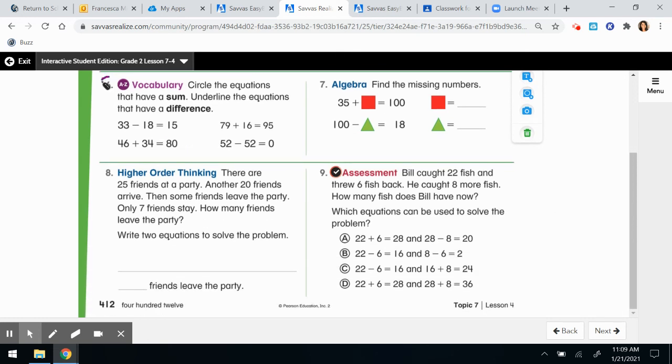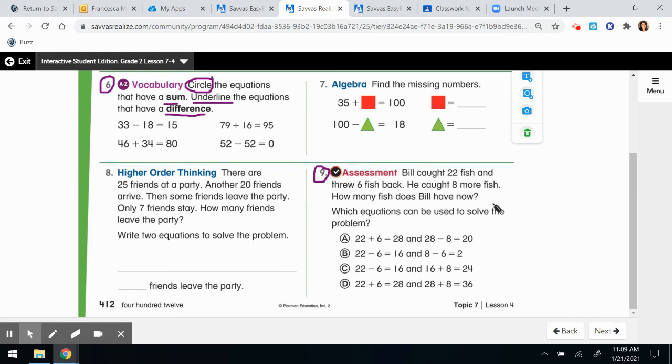Number 6, you can do by yourself. Circle the equations that have a sum and underline the equations that have a difference. So you're circling equations with a sum, underlining equations with a difference. Then I'm going to have you do number 9 by yourself too.